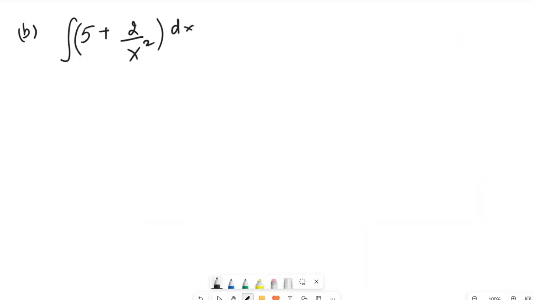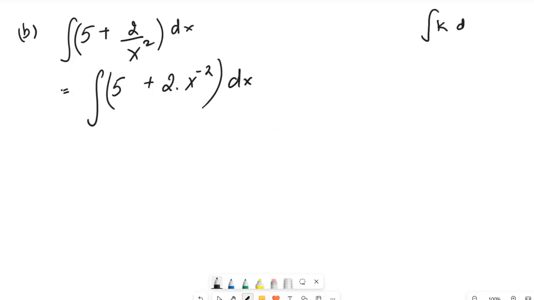Here is another integral problem. This can be written as the integral of 5, and 5 is just a constant, plus 2 times x to the power negative 2. The integral of a constant with respect to x is kx plus c. The integral of x to the power n is x to the power n plus 1 divided by n plus 1, plus always add a c.